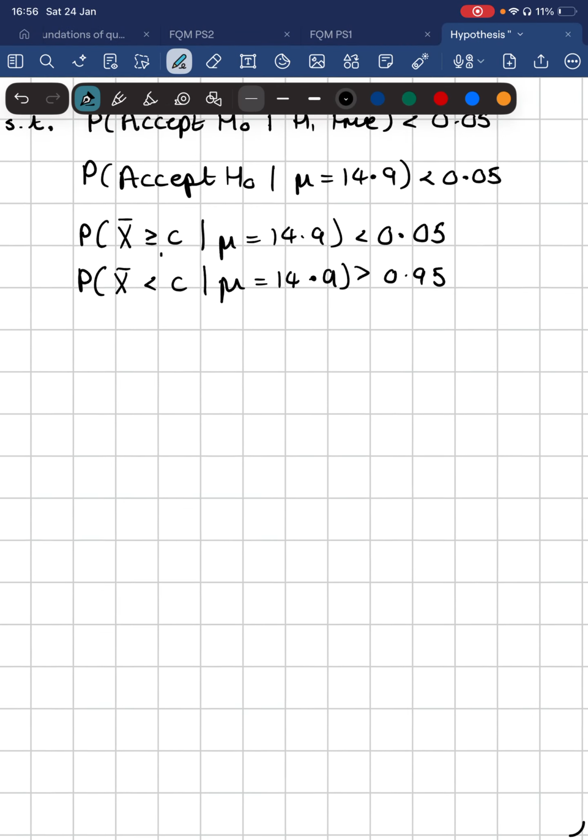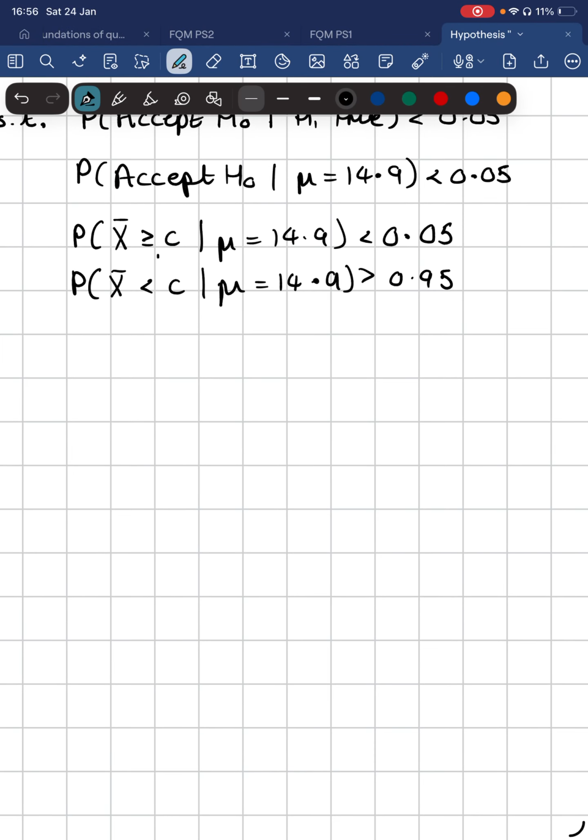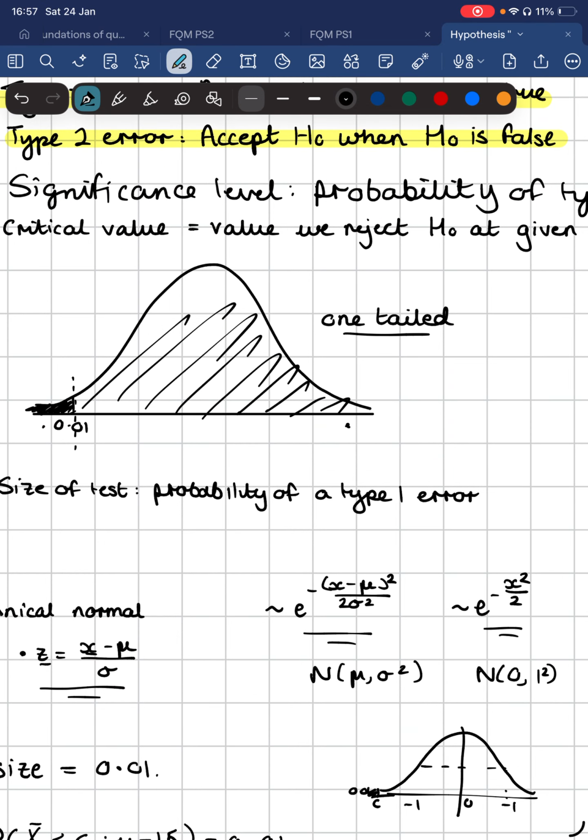What does this inequality mean? The value we've chosen for C is, given this thing is true, greater than 0.95. So we've chosen our value for C here. On this graph, it corresponds to an error of 0.1.